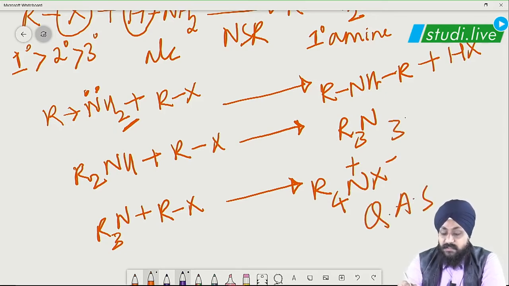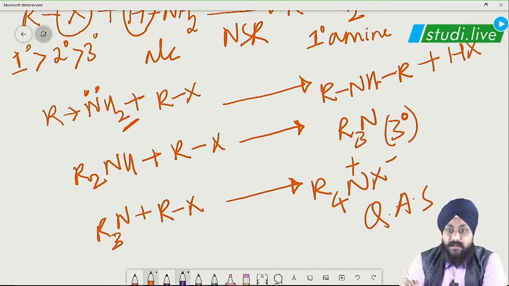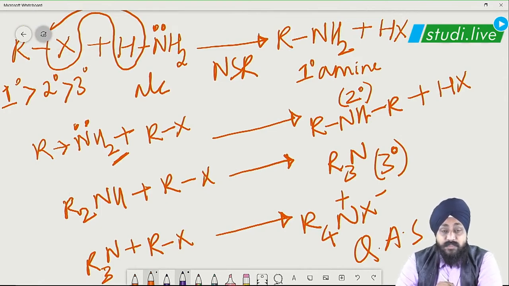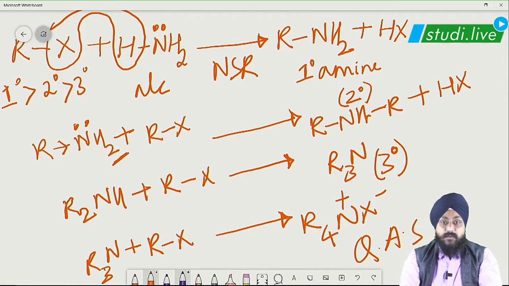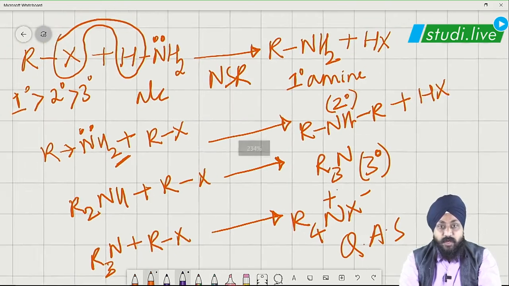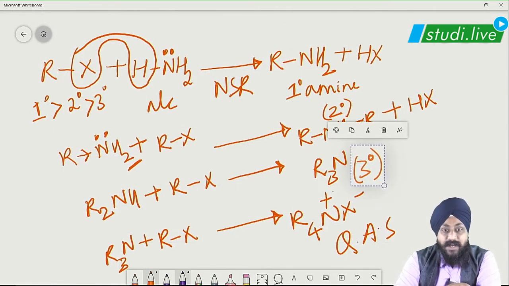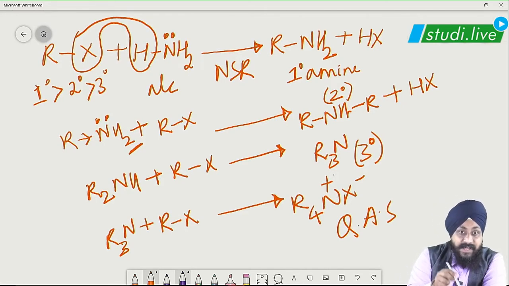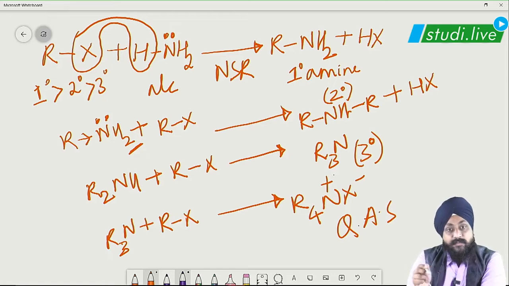What is this? This is going to be your tertiary amine, and the upper one is going to be your secondary amine. So students, this method is known as ammonolysis of alkyl halide, where the halide of the alkyl halide is replaced by the amino group.